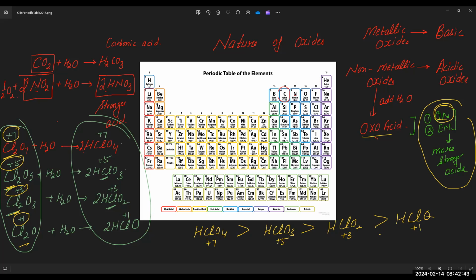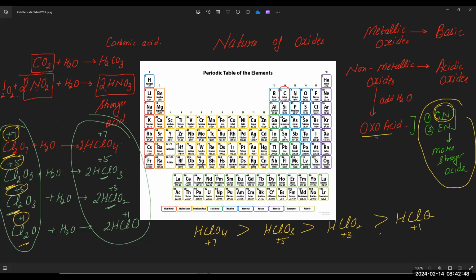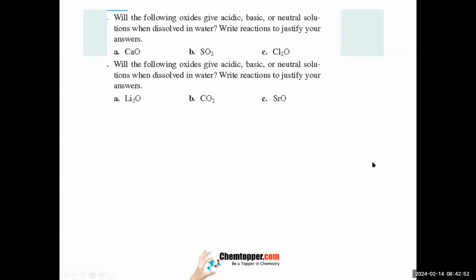Ready for the questions on nature of oxides? Now we are going to do some questions. Okay. I didn't discuss neutral oxides with you. What is a neutral oxide? Because AP will not be asking about it. So that's the reason I avoided it. But yes, there are some neutral oxides. Neutral means when you put them into water, they will not make any acid or base.